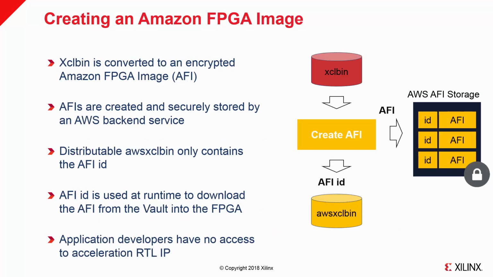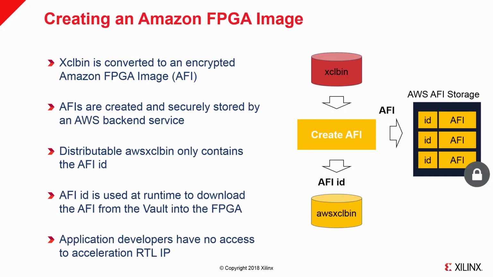The final step here is to create the special AFI, or Amazon FPGA Image. Here, the XCL bin is converted to an encrypted AFI using a special AWS service. The resulting AFI is securely stored by that backend service. The AFI can be identified and accessed using a unique AFI ID.